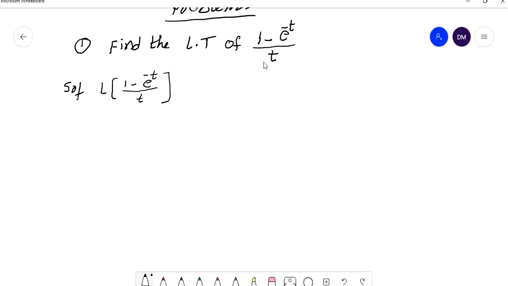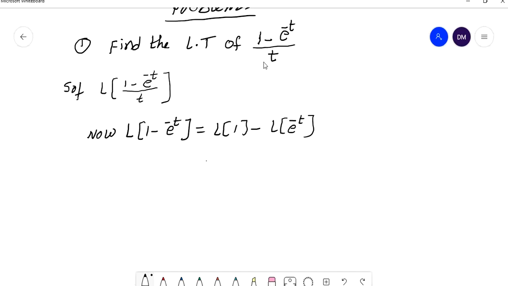So see here, the function is in the form of L of f of t by t. If the function is in the form of L of f of t by t, we have to use the division by t property. To use it, first we have to find L of f of t value, that is L of 1 minus e power minus t value, and then we can use the division by t property. So first we have to find L of 1 minus e power minus t, which is equal to L of 1 minus L of e power minus t.